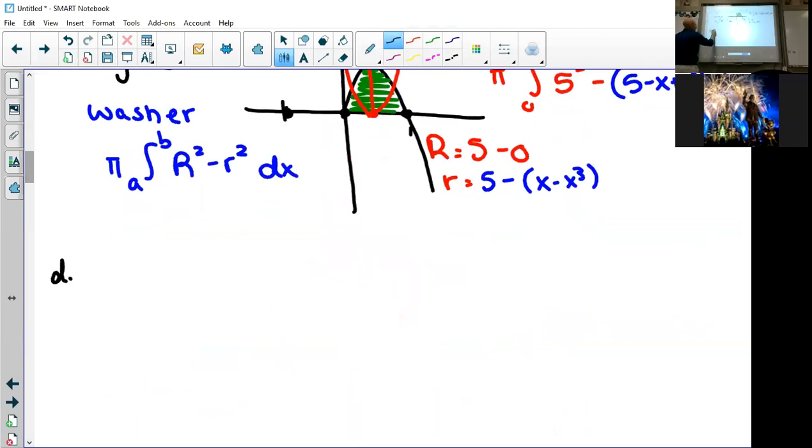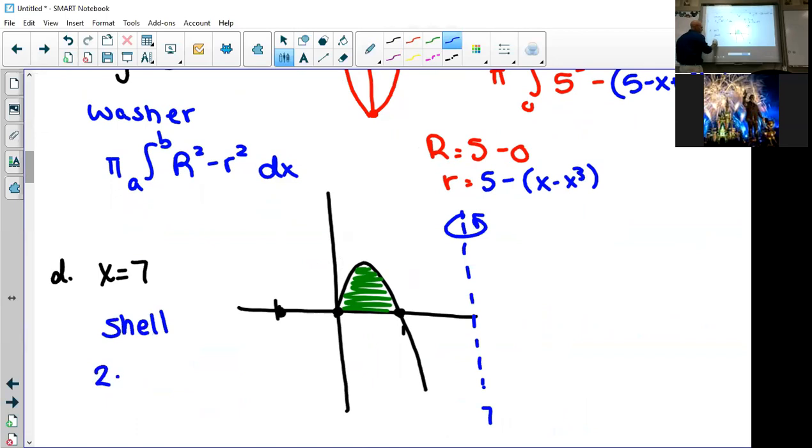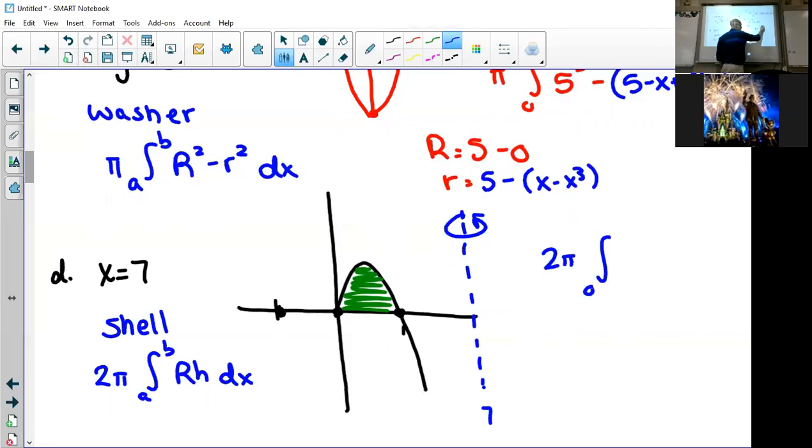All right, dx equals 7. So we're going to take it around another vertical line. Here is x equals 7, way over here. I know that's not really drawn to scale, but you get the idea. We're taking it around another vertical line. So again, I'm going to use shell since it's vertical. So 2 pi, a to b, r h dx. Again, 2 pi, a to b, 0 to 1, hasn't changed any.